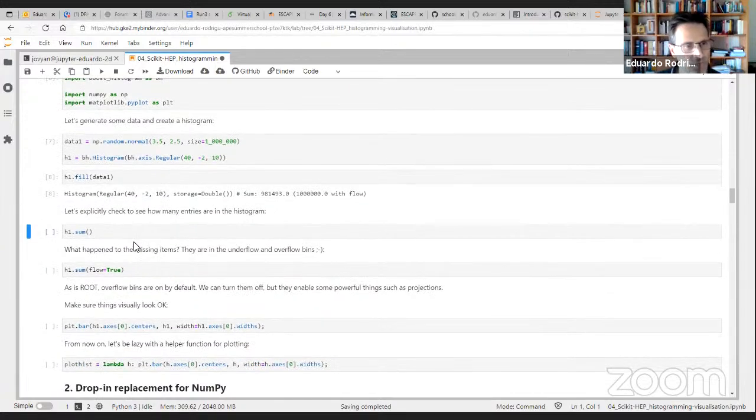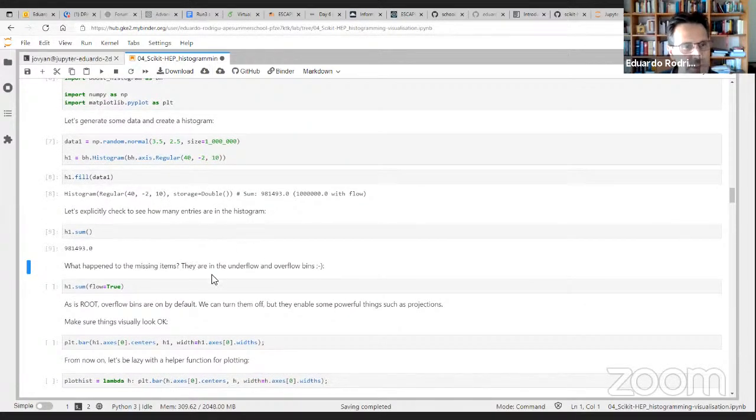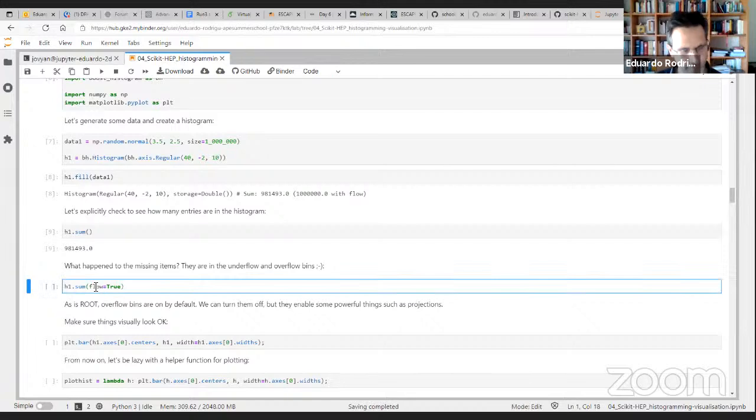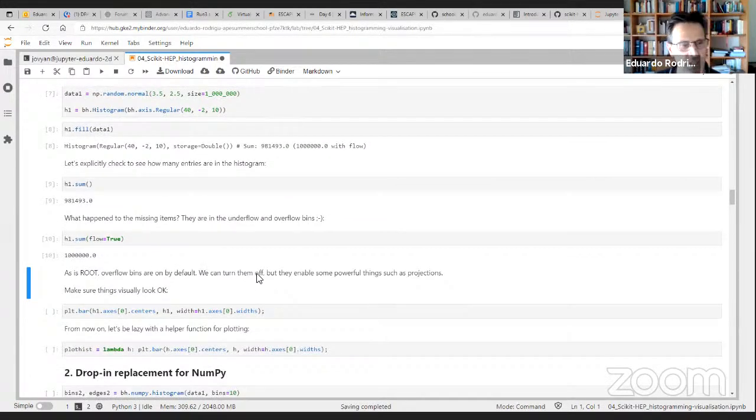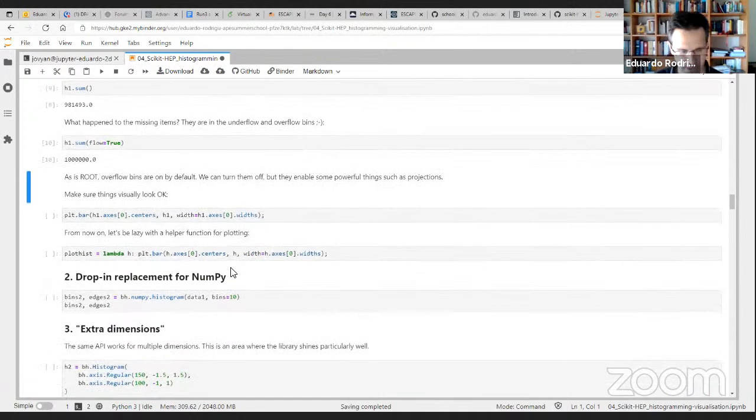If I check the sum of those bins, though, you will see that it doesn't come up to a million. The reason is that when you sample from a normal distribution, you have a few events that come under -2 or above 10. If you want to see them all, it's just flow=True. Take that into account, and you get back the proper sum of it. So nothing is lost. All the information is actually stored behind the scenes.